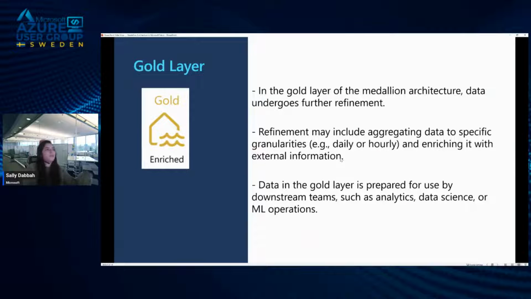In the gold layer of the medallion architecture, data undergoes further refinement. Refinement may include aggregating data to specific granularities like daily or hourly, window transformations, and enriching it with external information. Data in the gold layer is prepared for use by downstream teams such as analytics, data science, or machine learning operations.